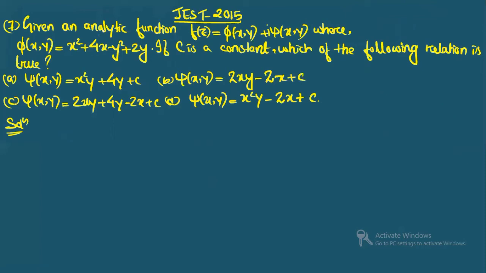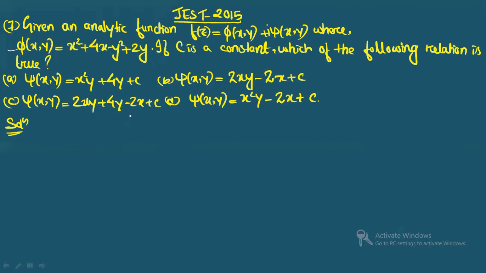Next you see question number 7. Here it is given an analytic function f(z) is equals to what? phi is a function of x, y plus i psi is a function of x, y. So here phi is given to you: x square plus 4x minus y square plus 2y, and c is a constant. So which of the following relations is true? So you are having the function. This is the real part. This is the imaginary part. The value of the real part is given to you. So you can just do the sum very easily.